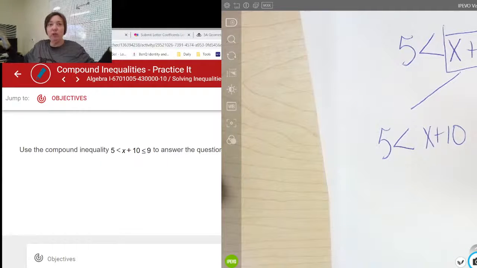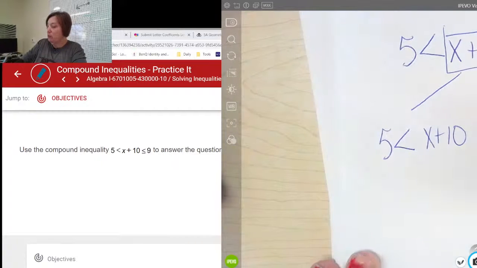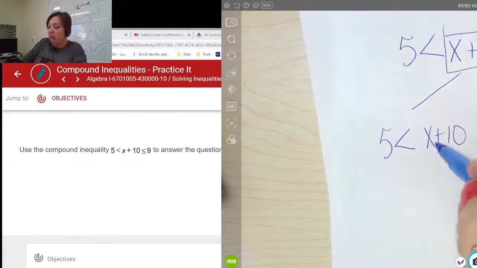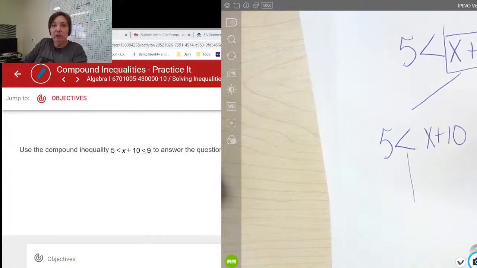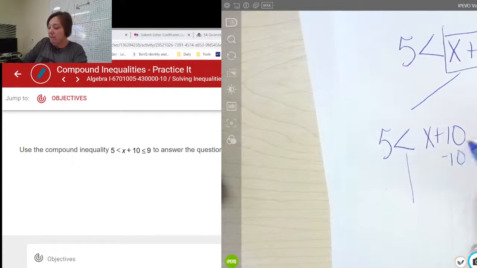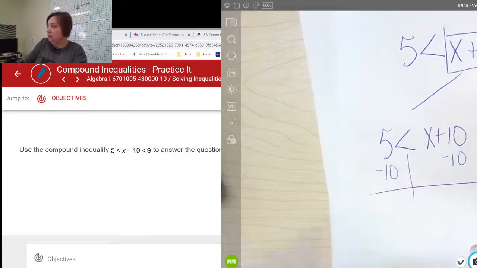See how there's 2 pieces there? Okay? So now we can solve each one of them. So I'm going to draw a line down the middle so we don't get confused. And then we're going to solve this one. So what do I do to get x by itself here? And I have to do that to both sides, right?